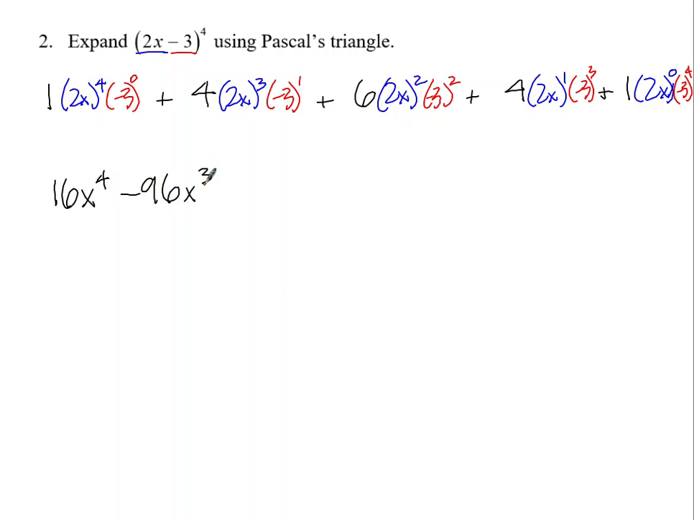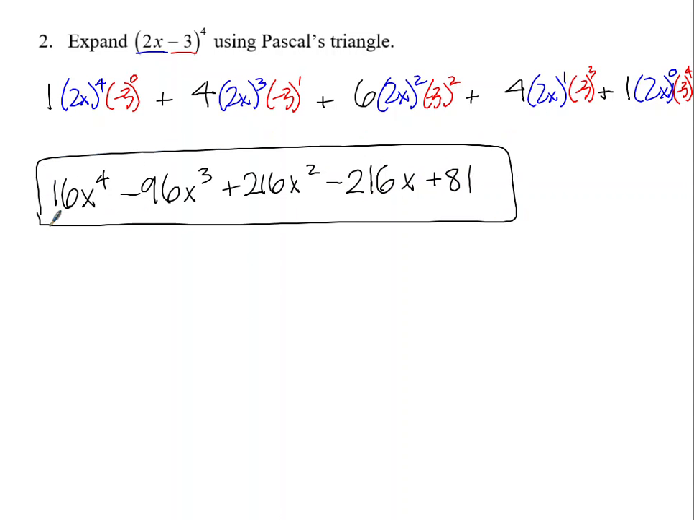In the next term, we're going to have 6 times 2 squared times negative 3 squared, which gives us positive 216x squared. In the next term, we have 4 times 2 times negative 3 cubed, which will give us negative 216x. And in the last term, we just have negative 3 to the 4th power, which is 81. So this is the expansion of 2x minus 3 to the 4th power.